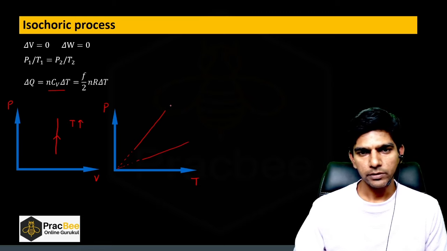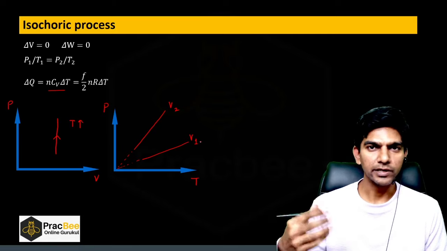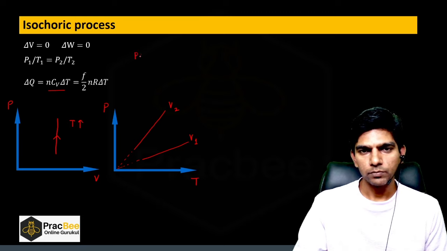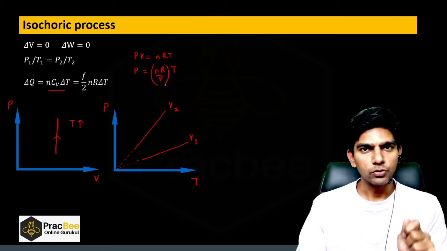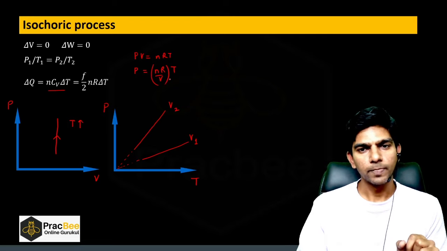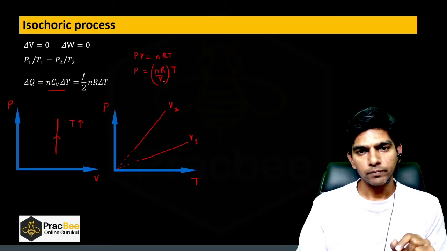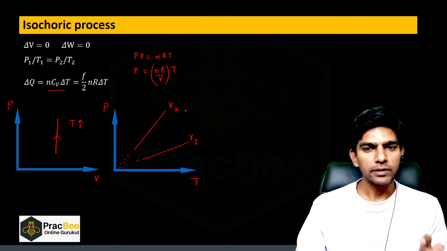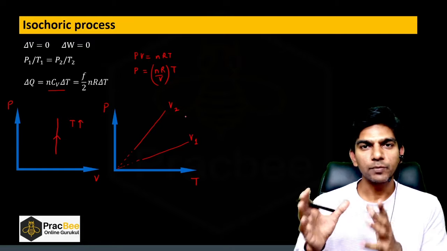Say for this particular process, the volume is V2, and for this process, the volume is V1, since both these curves are for isochoric process. Now the question is which one is greater, V1 or V2? By the ideal gas equation, PV equals nRT, and it can be written as P equals nR by V times T. Now this nR by V is nothing but the slope. For a given amount of gas, if we have a greater volume, then the slope will be less, right? So I'm considering the 2 isochoric processes for the same amount of gas.